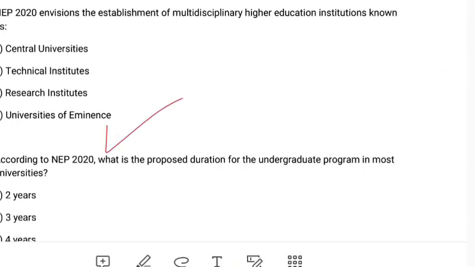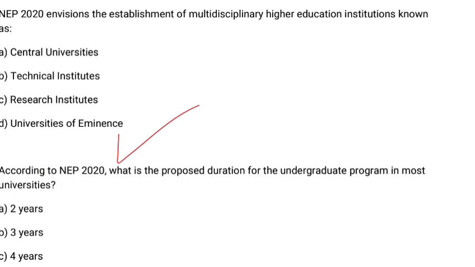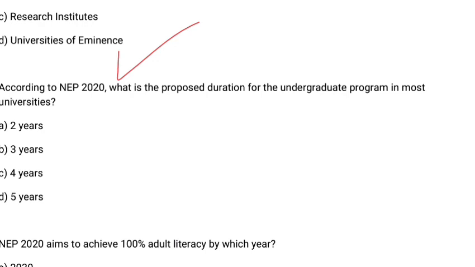I have done my best to give you the correct option, though it is prepared by me, there may still be some errors unknowingly. Please try to rectify it. According to NEP 2020, what is the proposed duration of the undergraduate program in most universities? 2 years, 3 years, 4 years, 5 years. It is quite pragmatic. It is now implemented. So 4 years will be our correct option.